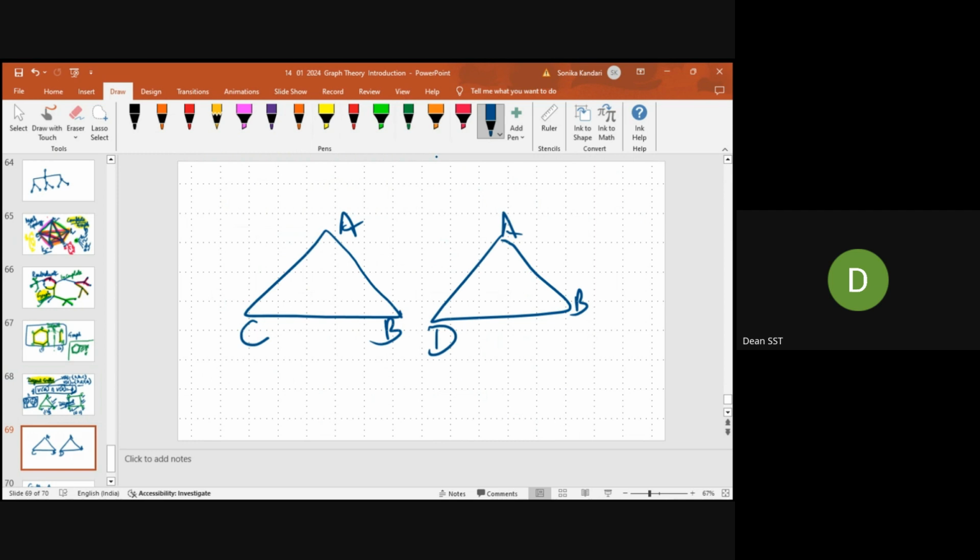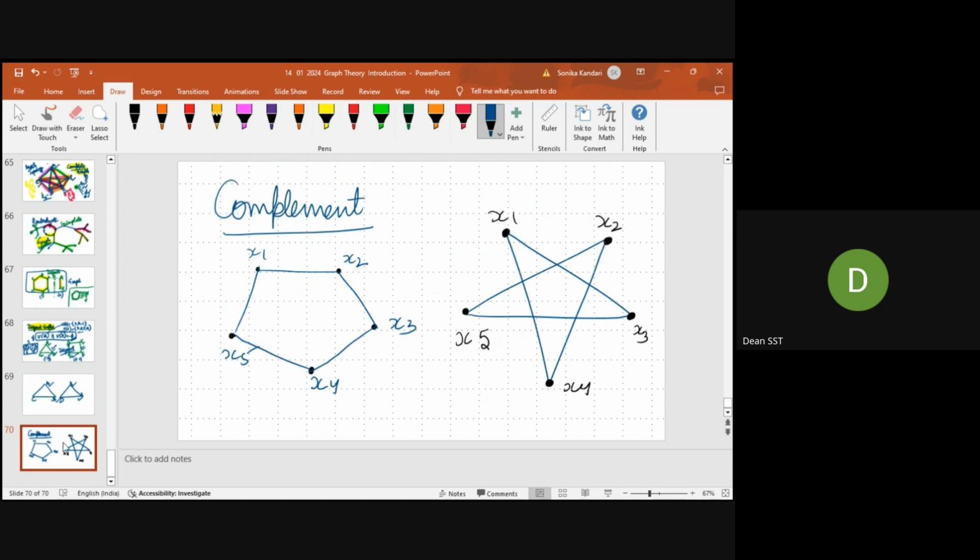Are these disjoint? No. You are having common vertices. Fine. When you are having common vertices, you can't say it is disjoint. Now coming on to complement. What do you mean by complement? You have studied in set theory.